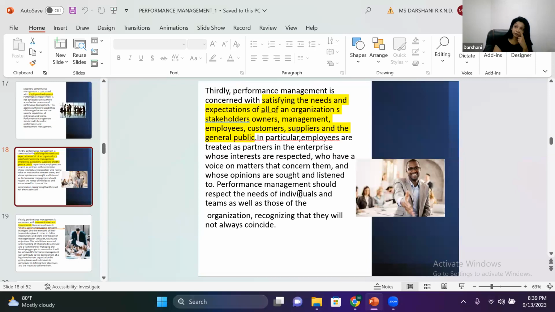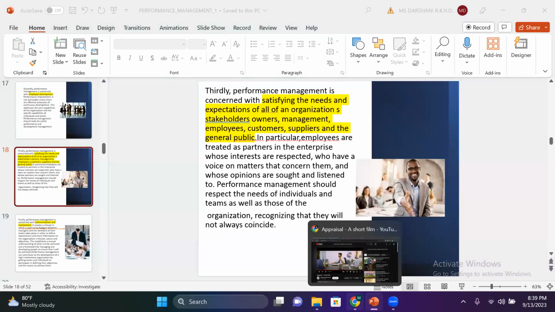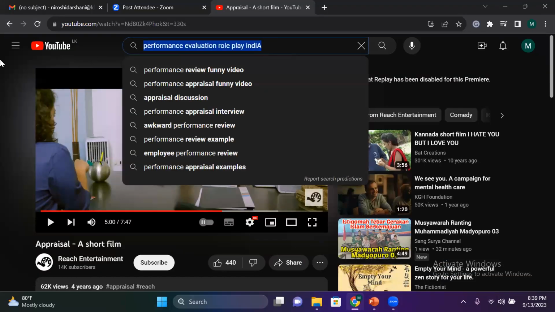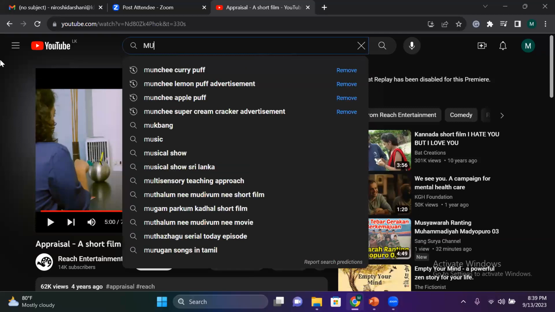So stakeholders means who? The people who have an interest in your business: owners, management, employees, customers, suppliers, the public, maybe the government, everything, right? So we need to satisfy the needs and expectations of the organizational stakeholders also. Let me show you a place where the organization could not meet the customer satisfaction, right?